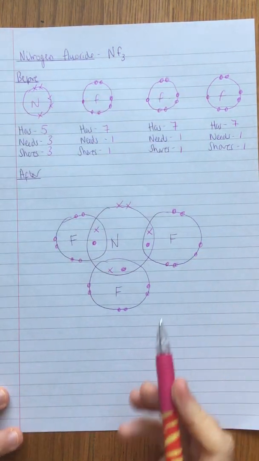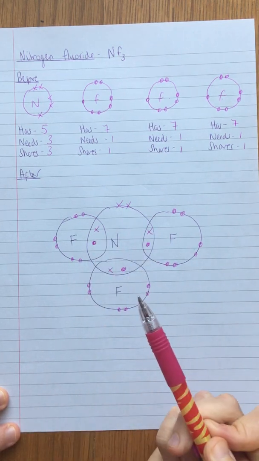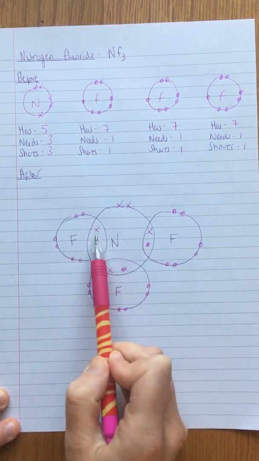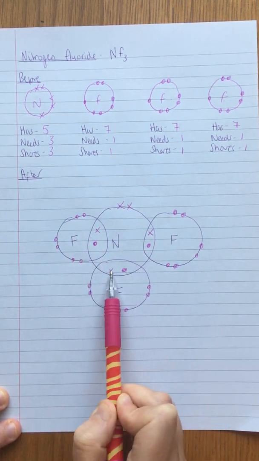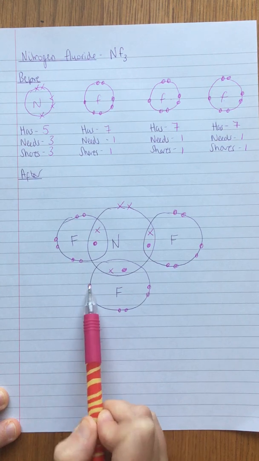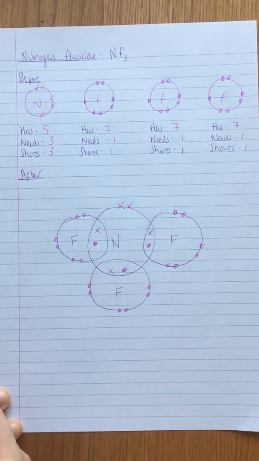Right, let's double check then. So nitrogen wanted 8. 1, 2, 3, 4, 5, 6, 7, 8. Perfect. Fluorine wanted 8. 1, 2, 3, 4, 5, 6, 7, 8. This fluorine wanted 8. 1, 2, 3, 4, 5, 6, 7, 8. And this fluorine wanted 8. 1, 2, 3, 4, 5, 6, 7, 8.